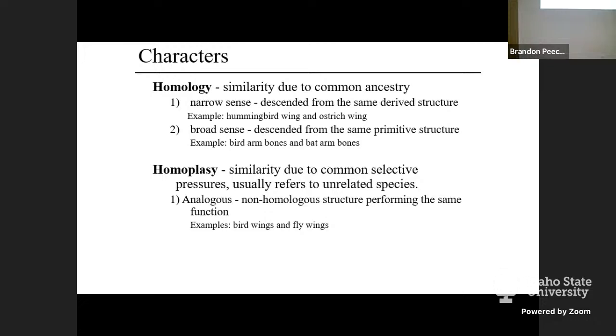Like an ostrich and a hummingbird both have wings that are homologous to each other. The hummingbird flaps it a million times a second. Ostrich does not fly. They're still homologous. But in a broad sense, we can talk about homology too. So bats have a humerus and a radius and ulna, and birds have a humerus and a radius and ulna. Those bones are homologous, but the wings of bats and birds are not homologous. One's made out of feathers, one's made out of skin. But the bones are indeed homologous.